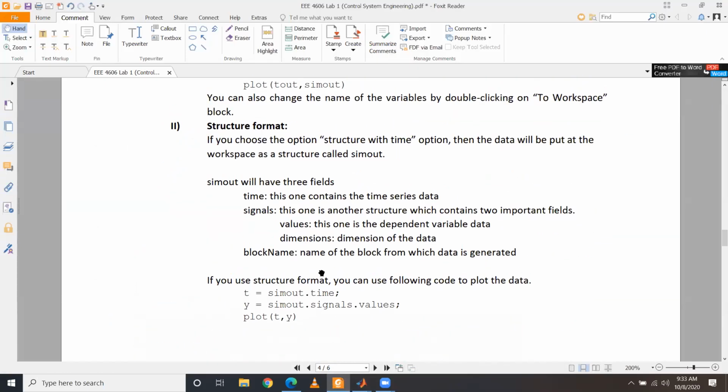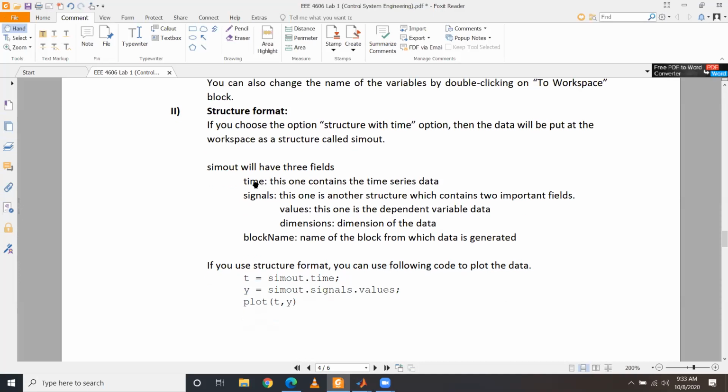These are already given in the lab sheet, the examples. Here in the lab sheet they named it simout, the default name. So we have simout dot time and simout dot signals dot values, and just plot t comma y. They have taken them inside separate variables first, then plotted, same thing. Some definitions are given. Dimensions of the data: as I mentioned, it is one dimensional data. Values are the dependent variable data, which was the velocity in our case. This is the substructure inside the main structure, which was velocity, or in this case simout. Time gives the time data, and block name is the name of the block.